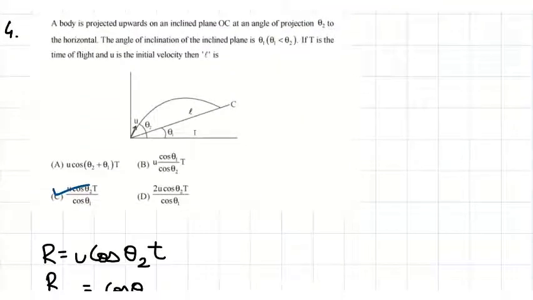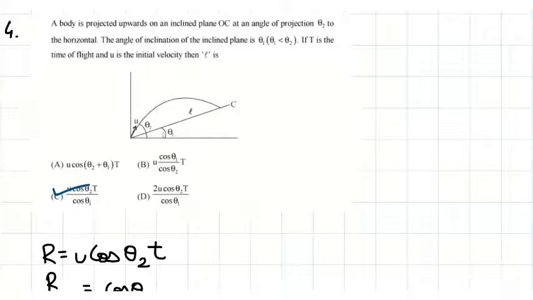The fourth question states that a body is in projectile motion along an inclined plane which is at an angle of theta 1 with the horizontal. The body is projected at an angle theta 2 with the horizontal. We have t as the time of flight and u as initial velocity. L is the range. So we need to find L in terms of u and t.